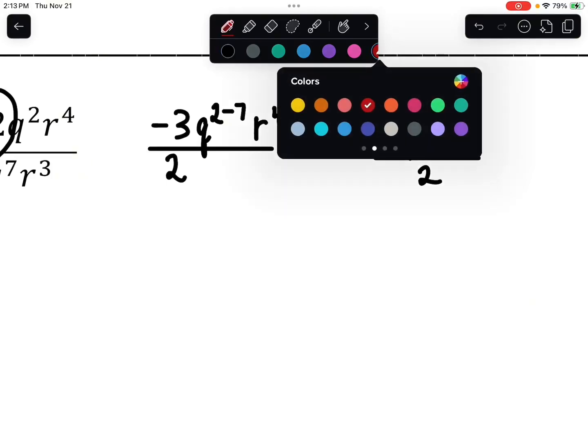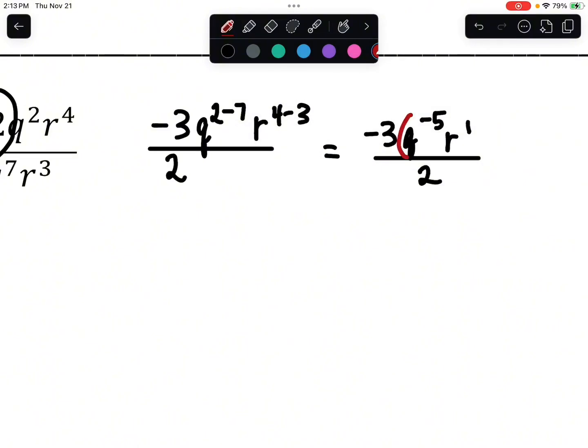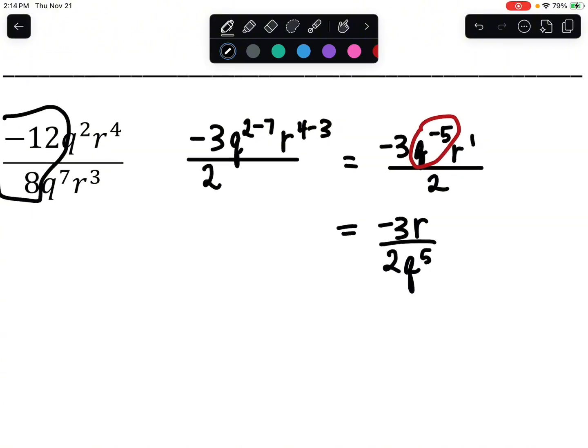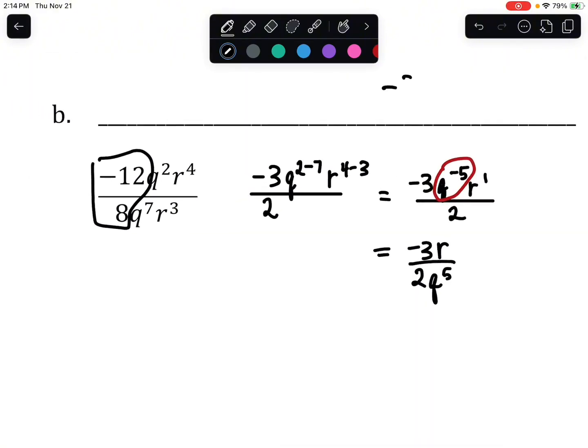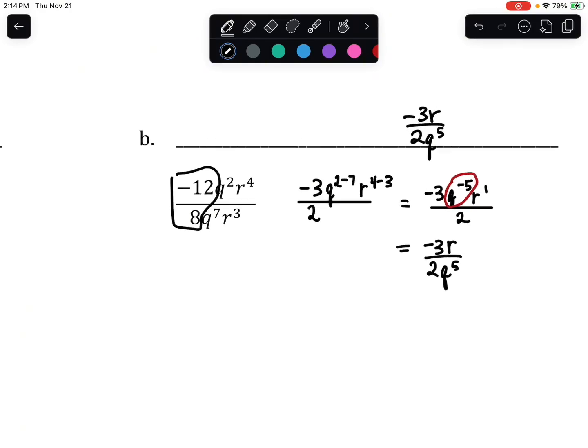And so now the last step is just to move the q to the negative 5 to the bottom. Everything else stays, including that negative 3. That negative 3 is a coefficient, not an exponent. And so the r would stay on top, and then the 2 would be on bottom with the q to the 5th power. And so your final simplified answer would be negative 3r over 2q to the 5th.